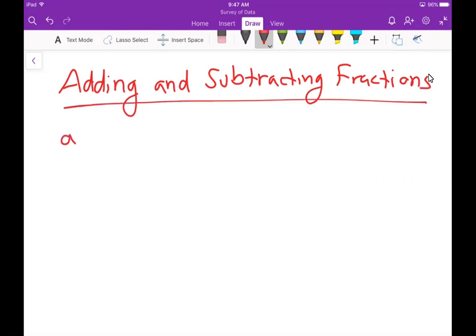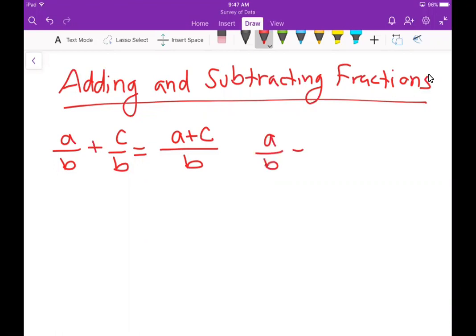Okay, so the deal with fractions and adding and subtracting is that if we have one fraction plus another fraction, those denominators have to be the same. And if the denominators are the same, then I can just add the numerators over that common denominator. And the same thing is true with subtraction. It's just that then you will subtract the numerators and that will be over the common denominator. Okay, so here's what I mean.